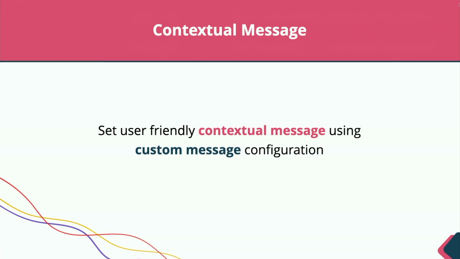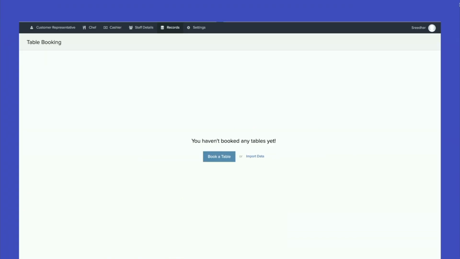So this is the contextual message. It's a small feature, but a very important one. People have been asking for this to provide a better user experience for your customers. For example, let's take this page. When you see a page with no records found, we show a generic message, no records found, right? But you can see here, you haven't booked any tables yet. That's a custom message by you. Book a table. So this can enhance the user experience of the application.